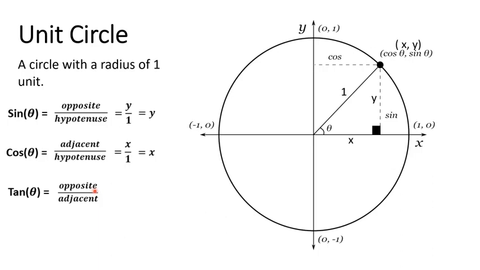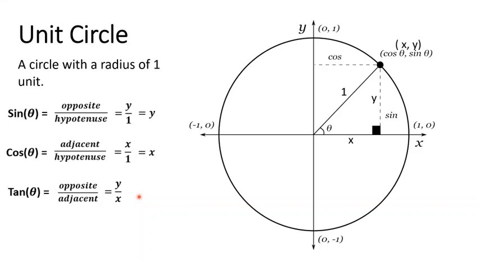So if we're going to take a look again at the figure, we have here opposite as y, and then of course our adjacent side is x. So therefore tangent theta is equal to y over x. So we cannot simplify this anymore. So this is already the final answer. So tangent theta is equal to y over x.